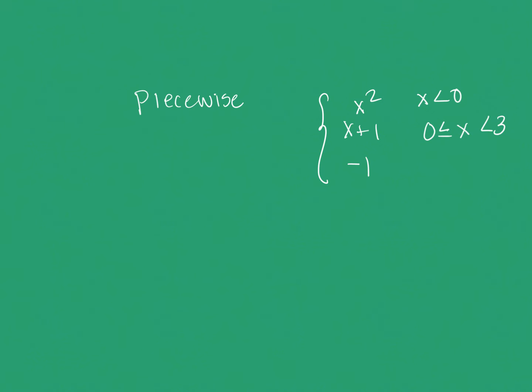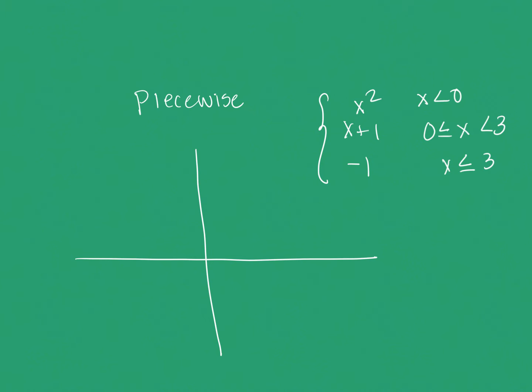Graphing a piecewise function. Let's take this example here. I got x squared if x is less than 0. I have x plus 1 where x is between 0 and 3. And then I have negative 1 where x is greater than or equal to 3. So essentially what I am doing is breaking my graph into 3 distinct chunks.